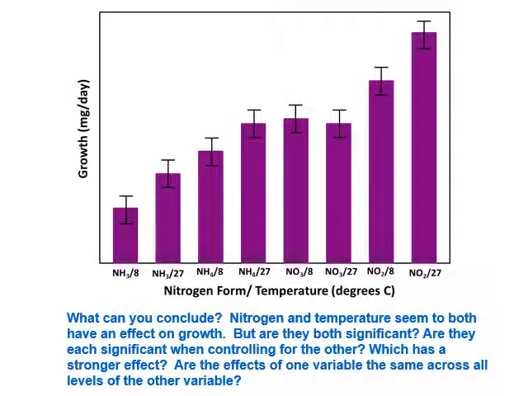Are they each significant when controlling for the effect of the other, right? Is the effect of nitrogen consistent across all temperatures? Is the effect of temperature consistent across all levels of nitrogen? Are the effects of one of those variables the same across all levels of the other variable? So, you know, it's hard to discern that from this graph. I think you would agree that in looking at this graph, it's very difficult to assess the effect of temperature and nitrogen separately in this situation.